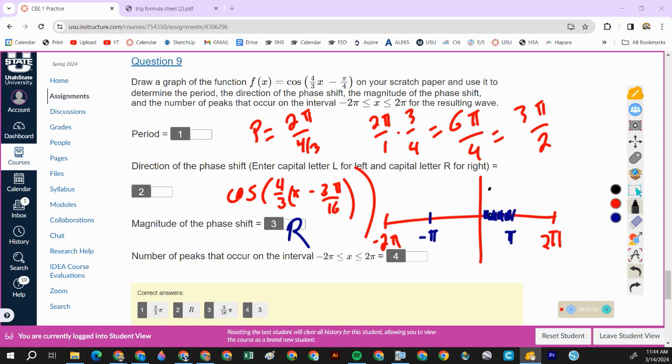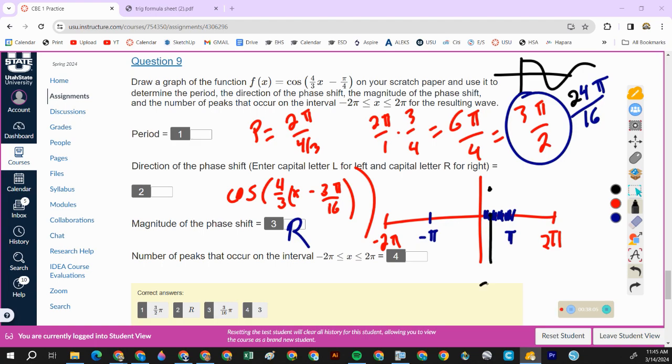And this is a cosine graph, so I'm going to start here. Okay? Yes, because cosine looks like that. Okay? And what's my period? 3 pi over 2. Well, I need to turn that into 16ths. So times it by 8. So 24 pi over 16. Okay? So here I am at 3 pi over 16.